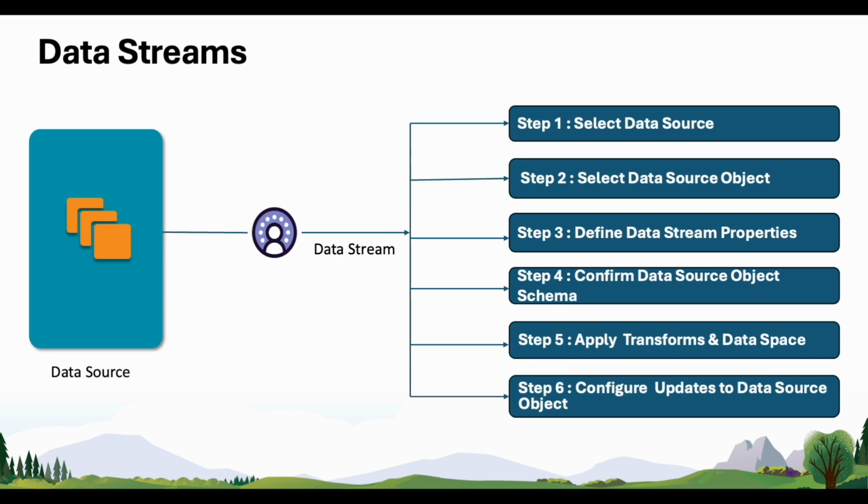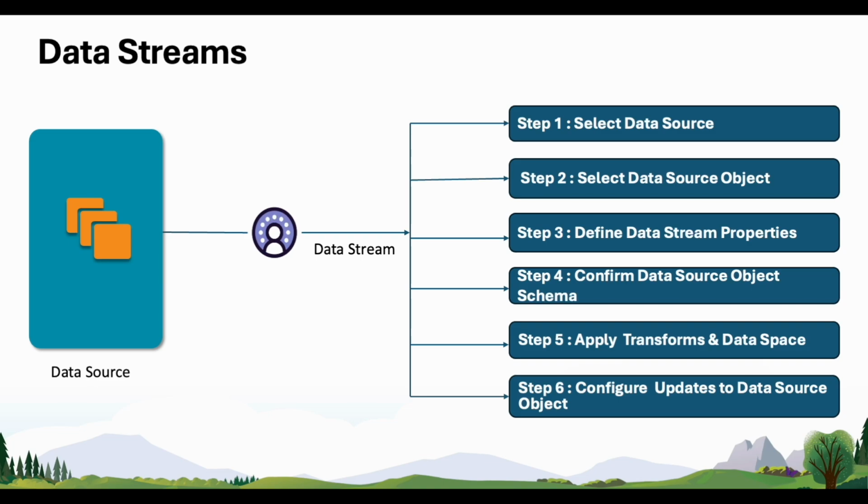In step 6, we can configure the schedule at which our data source object needs to refresh and we can deploy our data stream. When a data stream is created, the data lake object with the respective data stream will be created automatically and it will be refreshed at regular intervals.